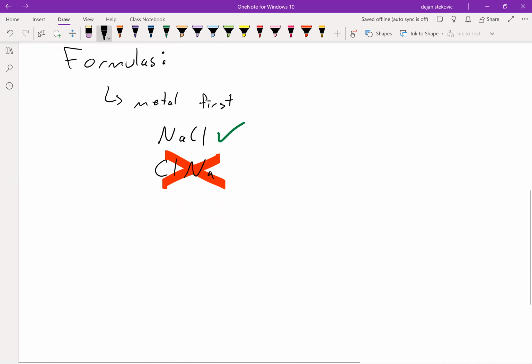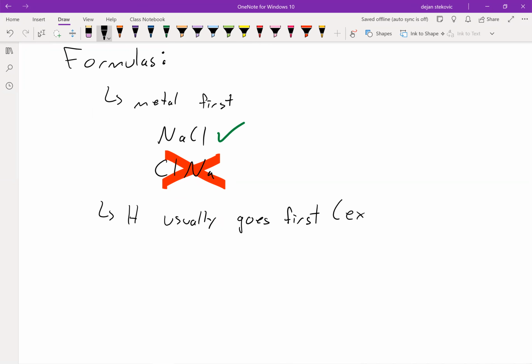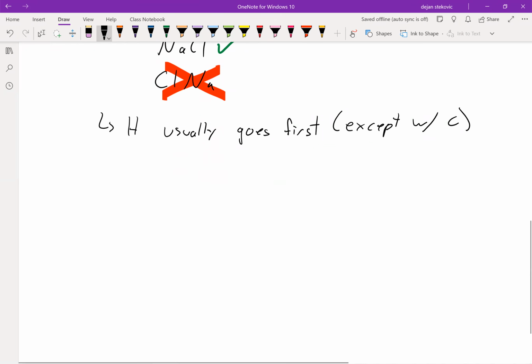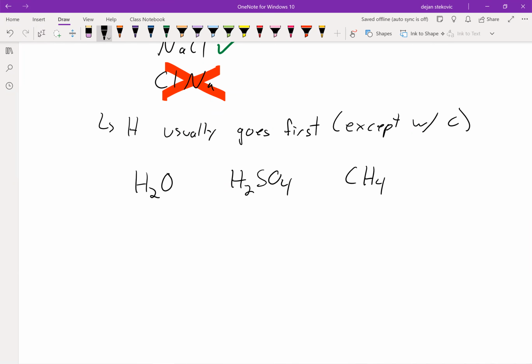When you have hydrogen, hydrogen generally goes first. The exception here is with carbon. If there's a carbon, then the carbon gets to go first. So for example, water we write out as H2O because the hydrogen goes first. Sulfuric acid is H2SO4, the hydrogen goes first. And then with the molecule CH4, this is methane. When we have a carbon involved, it gets to go first.